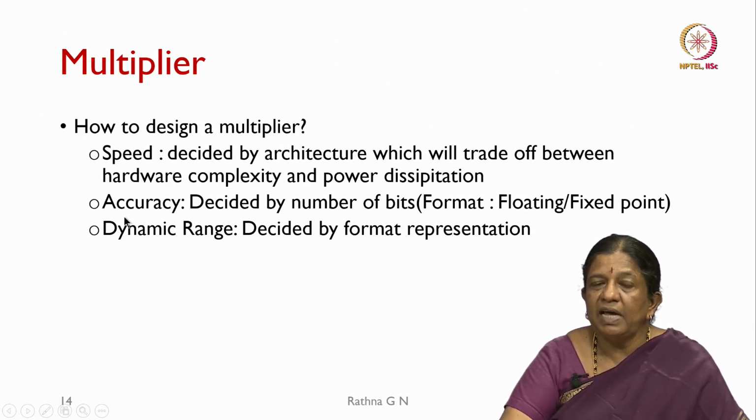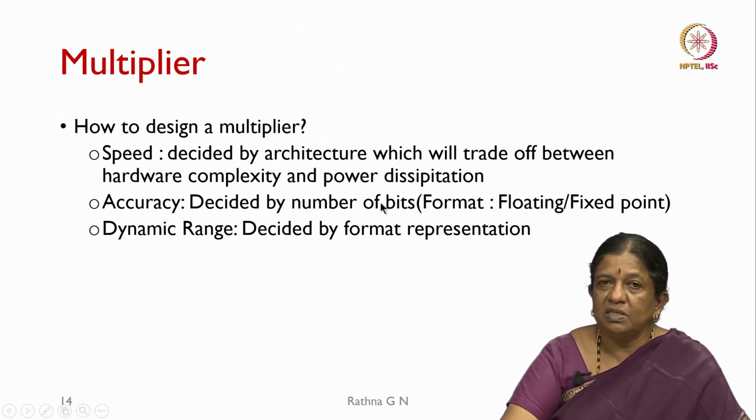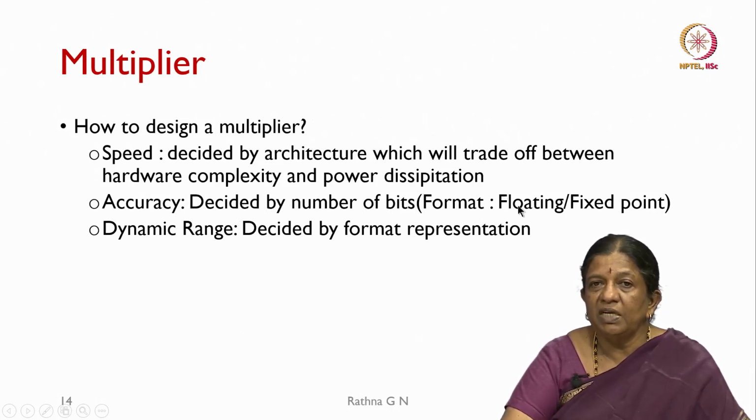The next one is accuracy. So, this is going to be decided by the number of bits. As we discussed in the last class, the format can be floating point or fixed point. So, we know that for the floating point the number of bits is going to be more. So, our hardware is going to increase, but at the same time accuracy will be more. So, what is the trade off between the two? One has to look at it.